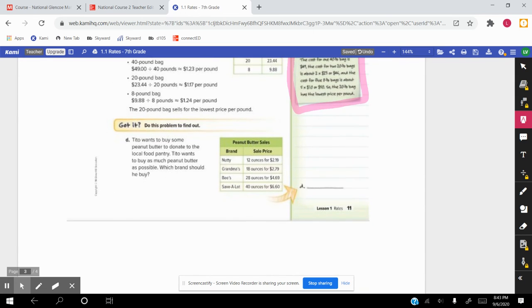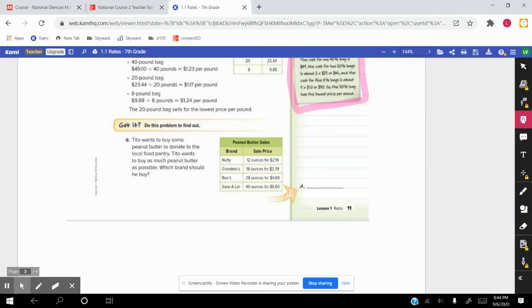So, got this? Let's do this problem to find out. Letter D. Tito wants to buy some peanut butter to donate to the local food pantry. Tito wants to buy as much peanut butter as possible. Which brand should he buy? So here are the peanut butter sales. Here are the brands and the sale price. We have the Nutty, the Grams, Bees, and the Save a Lot. So we're going to find how much each of them is per ounce to figure out which one's the best price.